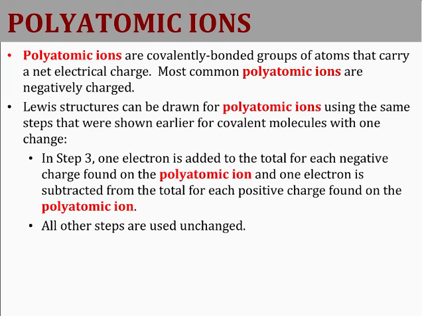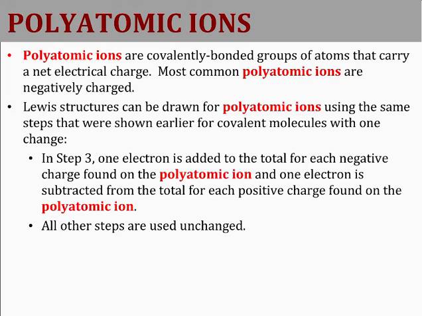So if we want to draw a Lewis structure for a polyatomic ion, we're going to use the same steps that were shown earlier, but there's one change. In step 3, 1 electron is added to the total number of valence electrons for each negative charge on the polyatomic ion. And 1 electron is subtracted from the total for each positive charge found. And then all of the other steps will be the same.